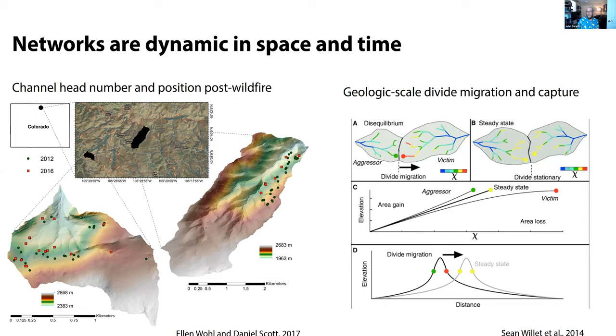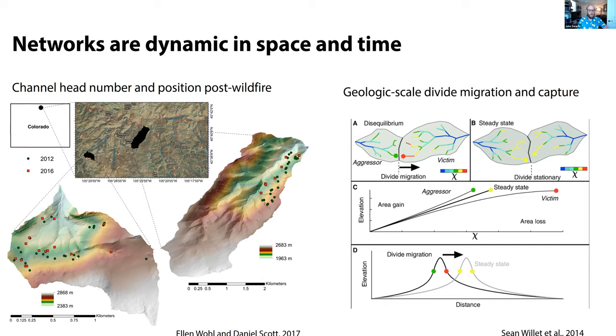Networks, though, are dynamic in space and time, right? So in that earlier plot by Ellen, we had channel networks as being kind of a fixed geometry, but that's not necessarily true. And the scale in which they can change is actually pretty interesting. So on the left here, we have just an example of looking at the dynamics of channel networks and channel heads pre and post wildfire. So looking at very, very rapid change in the landscape structure in response to a specific forcing event.